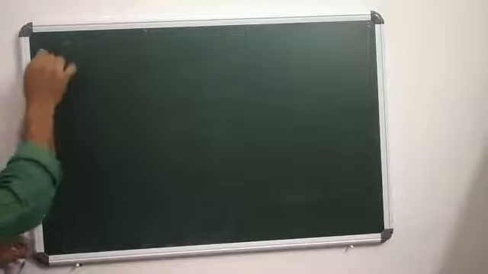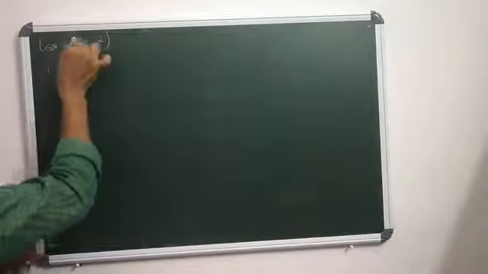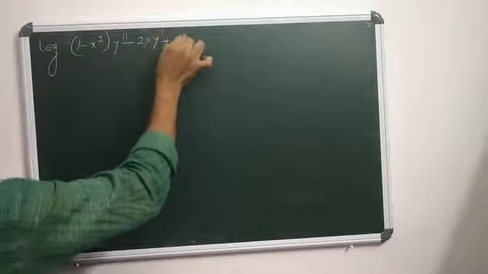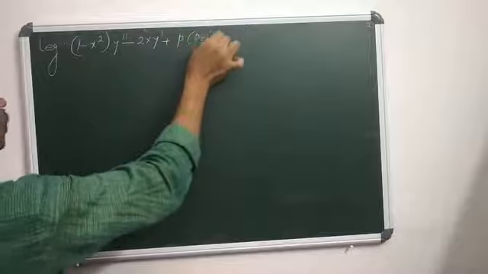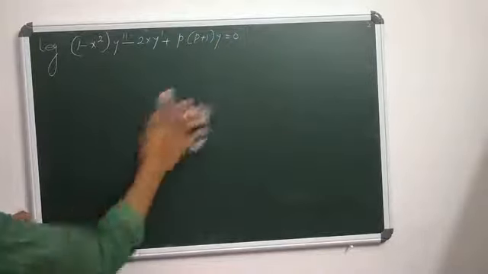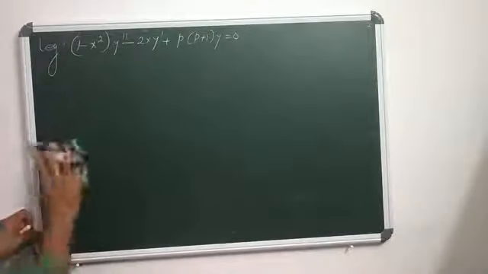Okay, analytic at the point x equals 0. So the Legendre equation is, what is the Legendre equation? (1 minus x square) y double dash minus 2x y dash plus p(p plus 1) y equals 0. What is p? p is a constant, an arbitrary constant.